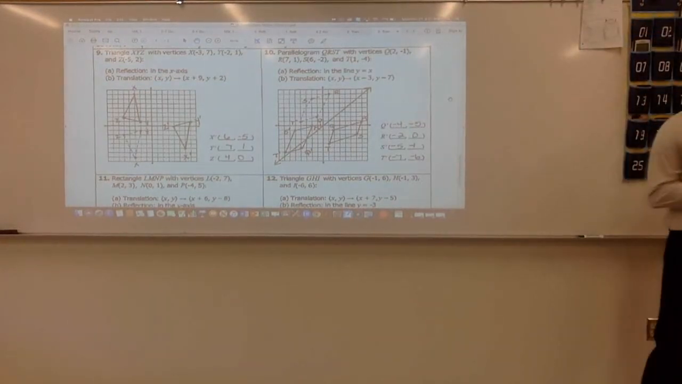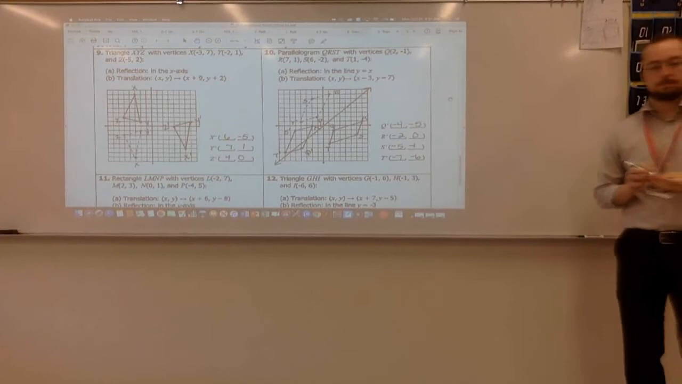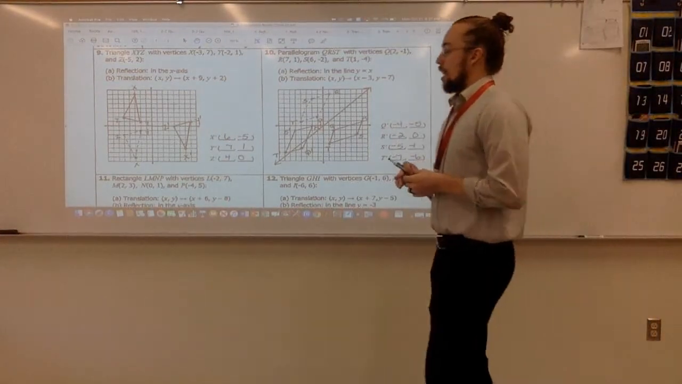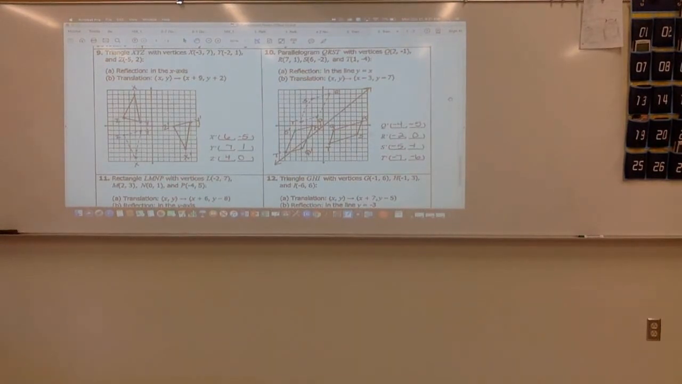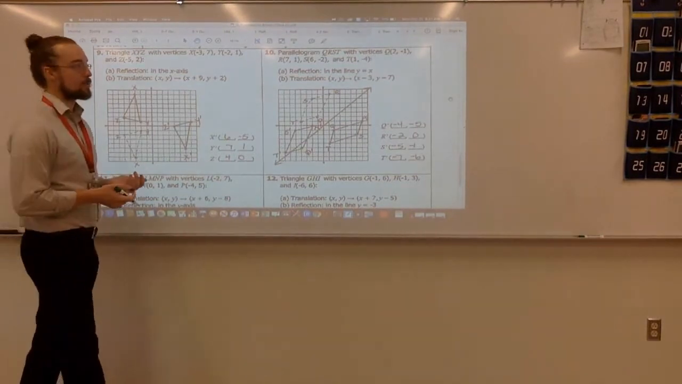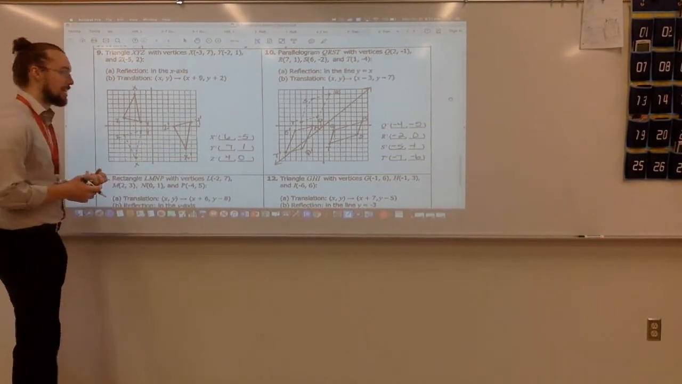Do the translation. All right, take a look up here at number 10, where we first reflected across the line y equals x, and then translated left 3, down 7.